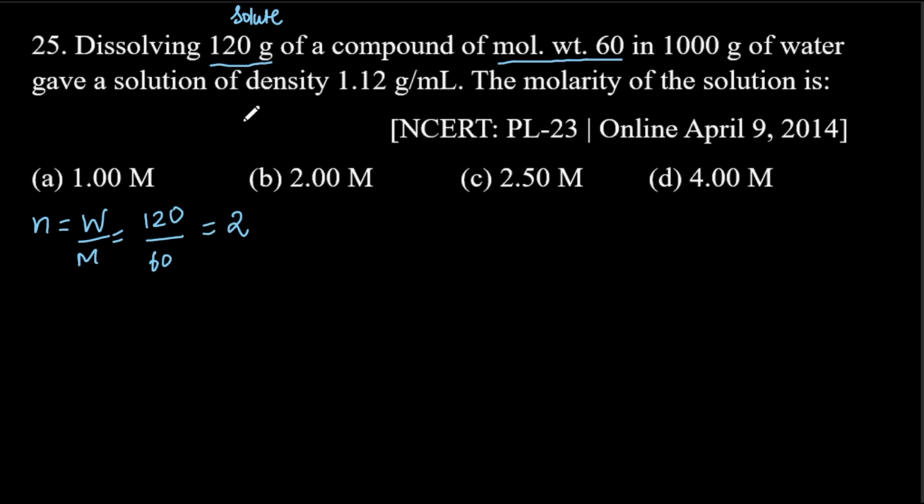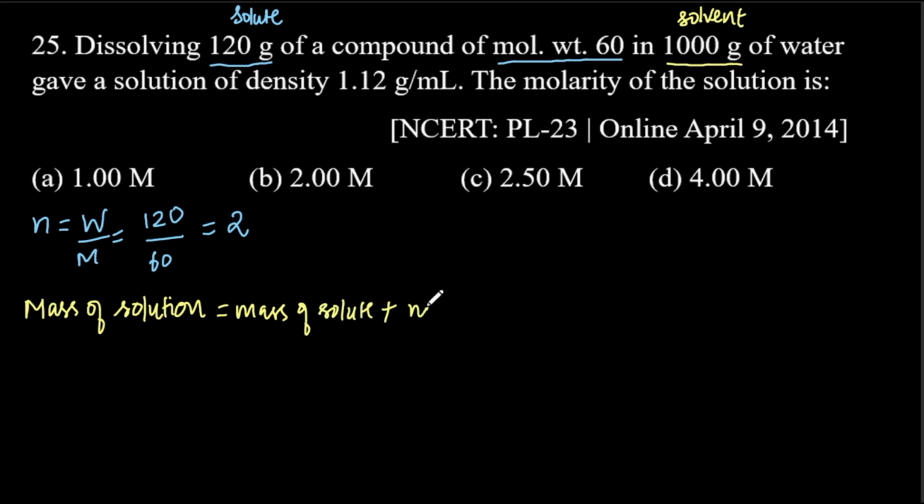Then in this question, the mass of solute is 120 gram, and the compound present in large amount is taken as solvent, and here the solvent has the mass 1000 gram. With this we can find the mass of the total solution. Mass of the solution is equal to mass of solute plus mass of solvent. So the mass of solute is 120 gram plus mass of solvent is 1000 gram. When you add this, you will get 1120 gram as the mass of the solution.